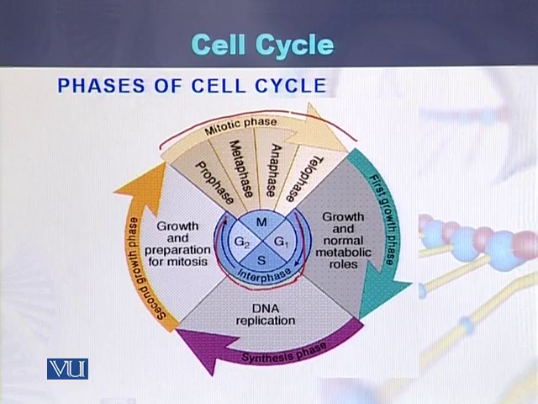Interphase consists of three phases: G1 phase, S phase, and G2 phase. During the G1 phase, there is growth and normal metabolic roles of the cell, while in case of S phase, there is DNA replication, also the synthesis of the genetic material, and during the G2 phase, there is growth and preparation of the cell for the mitosis. So there are two phases of the cell cycle.